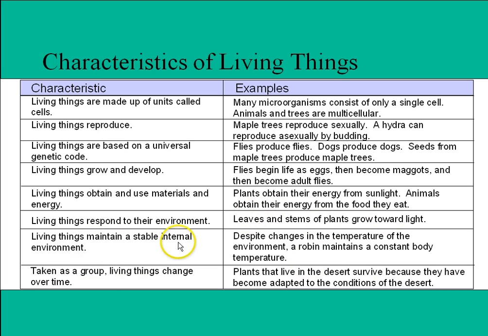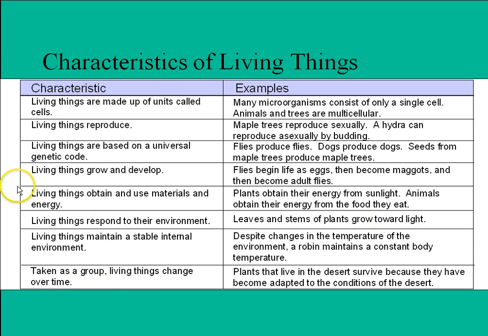Living things maintain a stable internal environment. For example, we maintain temperature homeostasis inside, preventing us from getting too hot or too cold. Things that are cold-blooded usually use their external environment or their behaviors to try to change the temperature of their body. And taken as a group, living things change over time.